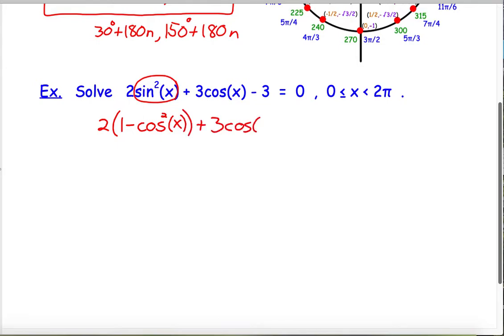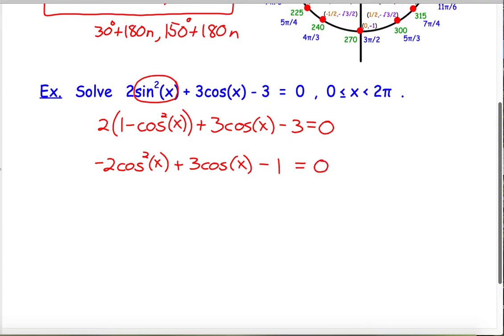And then I'm going to distribute that to combine like terms and see where I'm at. So I'm going to get a negative 2 cosine squared plus 3 cosine x. And then we'll have a 2 minus the 3 is minus 1 equals 0. And I don't like the negatives when I'm trying to factor with my squared term. So I'm going to multiply both sides by negative 1. And this is going to become a minus 3 cosine and a plus 1.